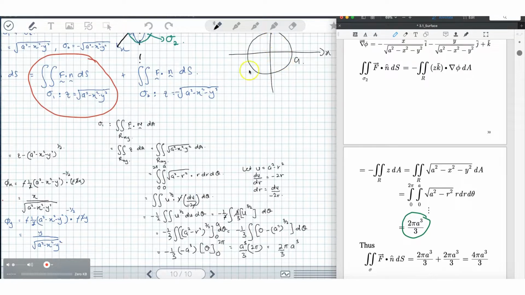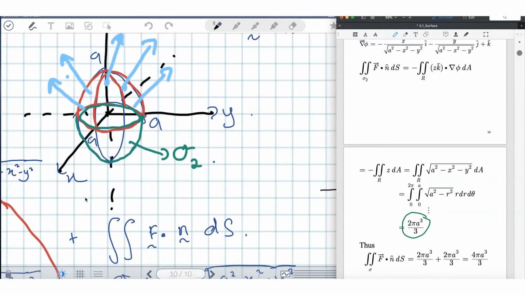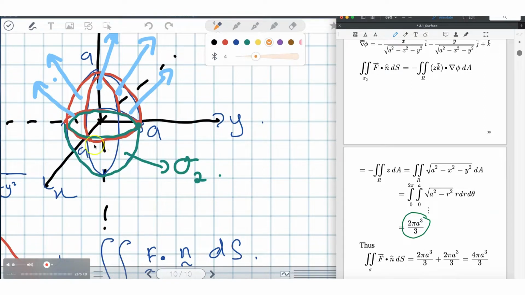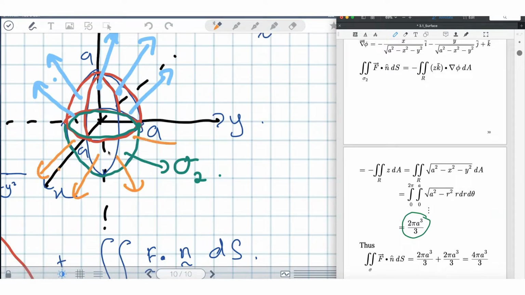You have the same region, so your limit will be the same. Maybe the only difference is the sign of n, plus or minus. Why? Now look at sigma 2. We are thinking about the direction of n, which always points outward from the surface, the green surface here. So it points outward this way, this way, this way, and of course z is a function of x and y. So for this, your z is negative.